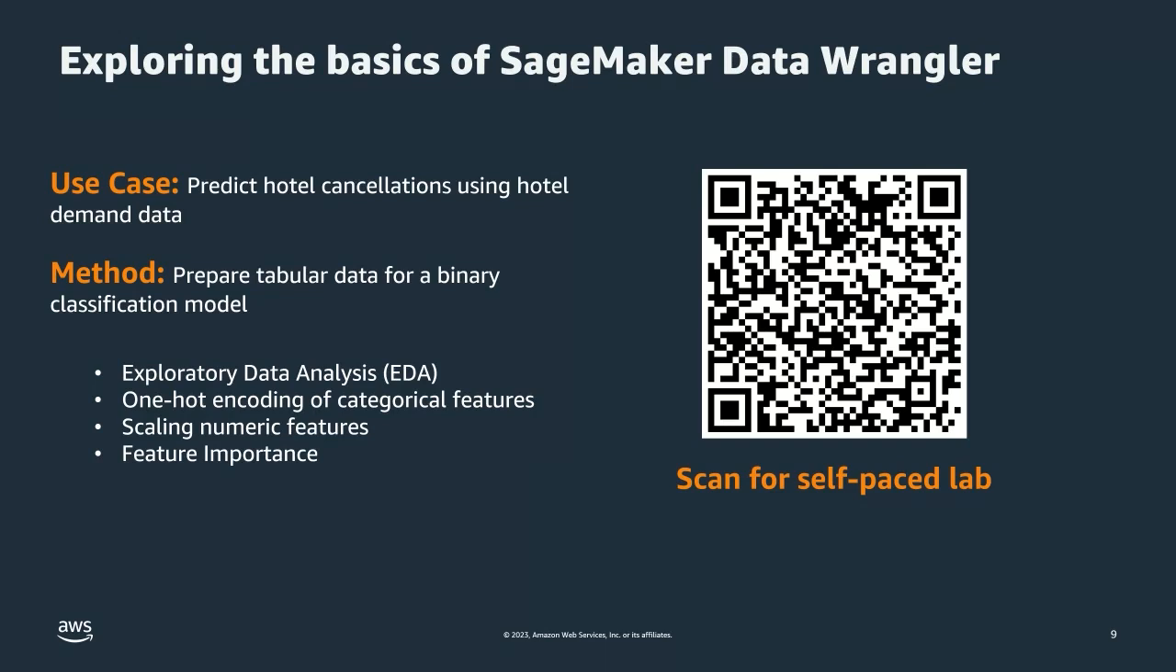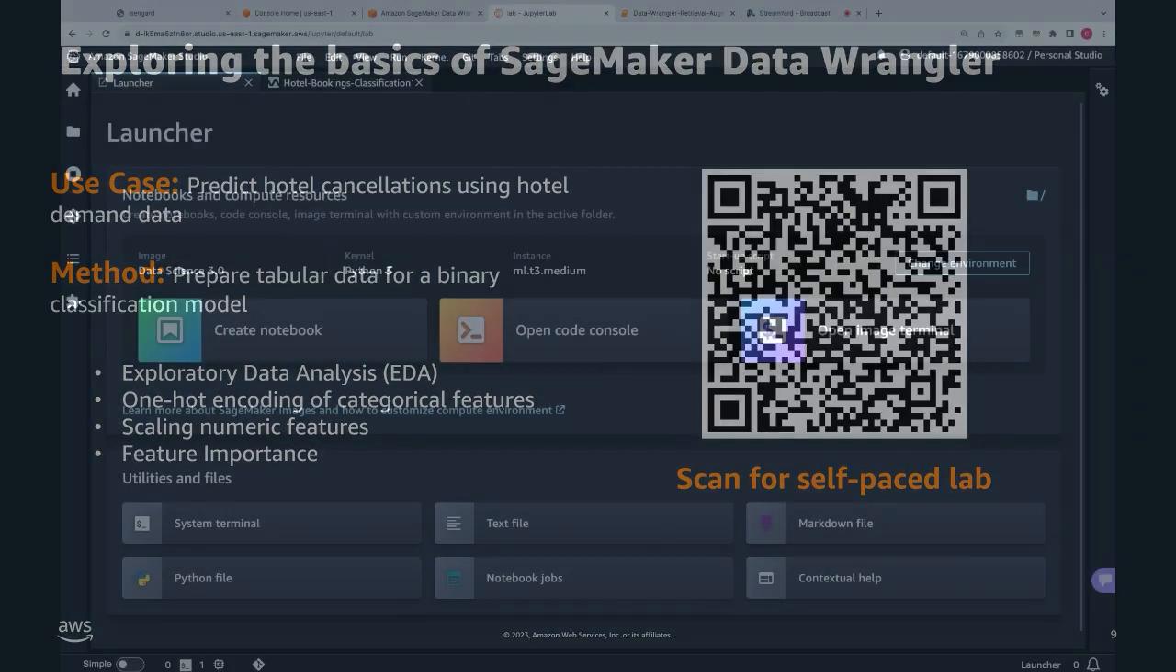As I mentioned before, on this right-hand side, we have a QR code. This will bring you to an online self-paced lab where you can find the data set that Charles will be working with and understand and replicate some of the steps alongside Charles or at a later time. So with that, Charles, I'll hand it over to you. Thank you, Claire. All right, let's get started.